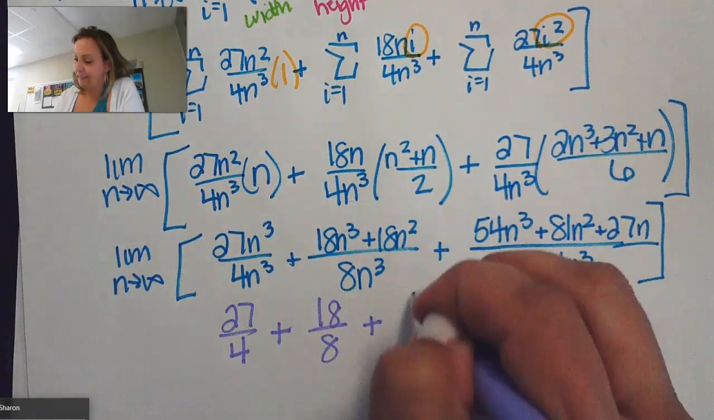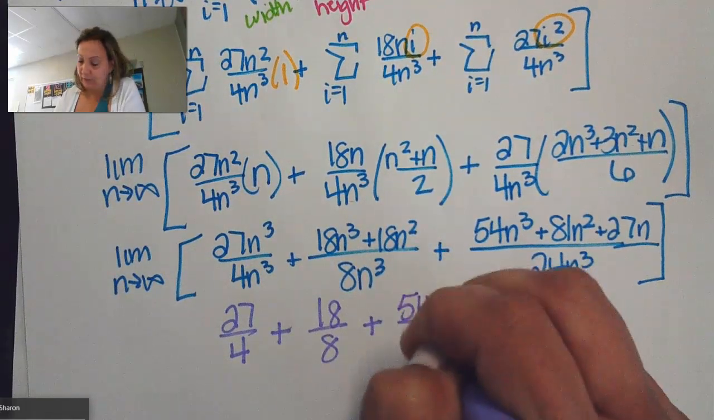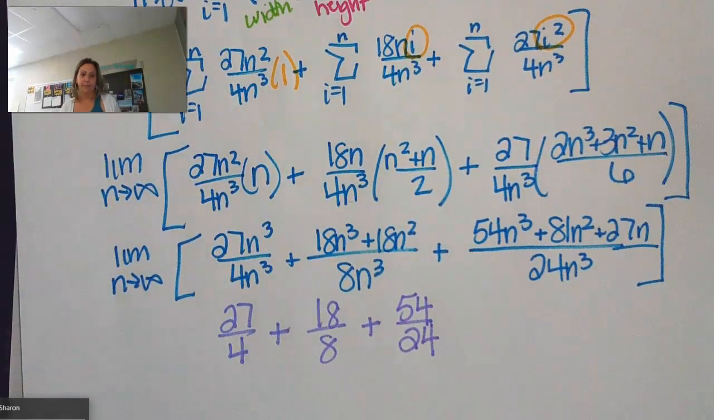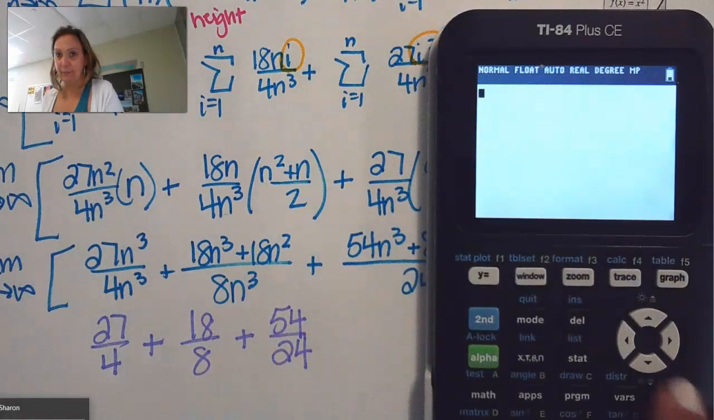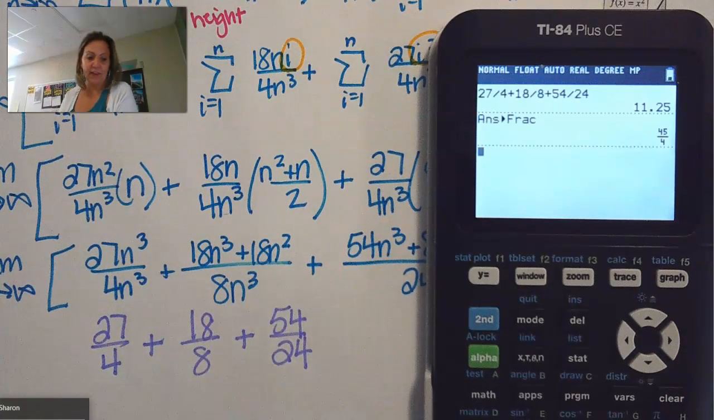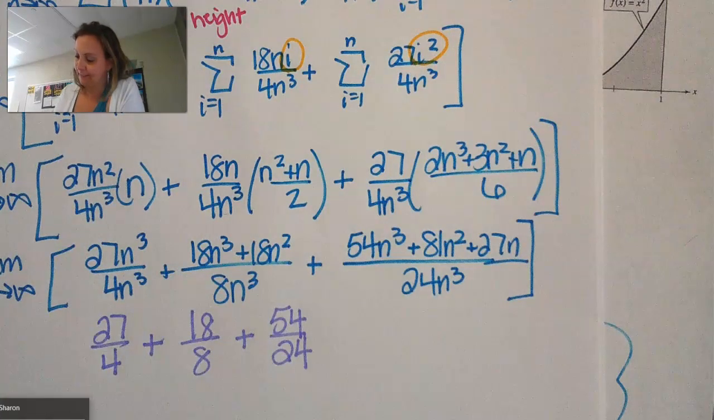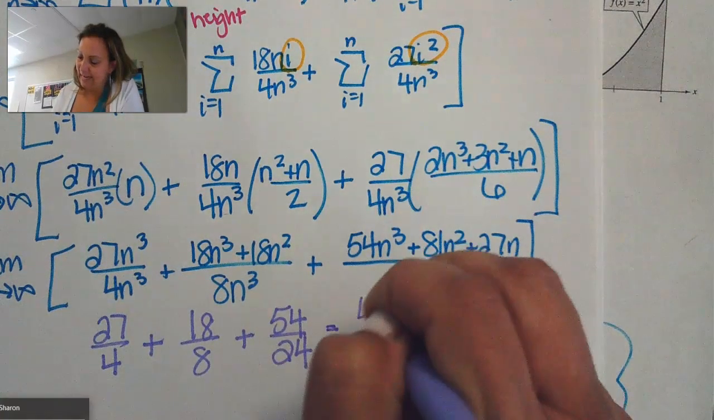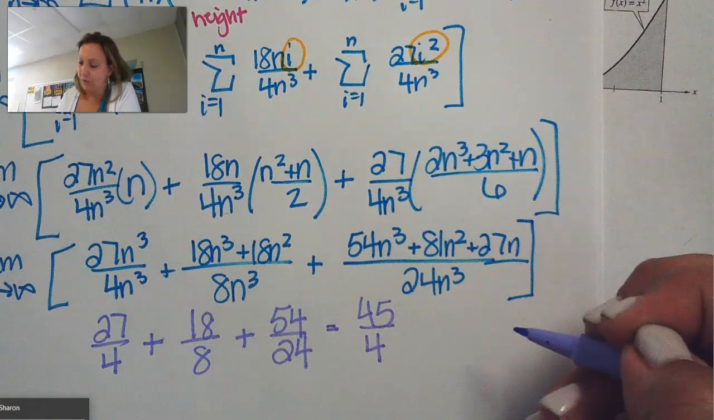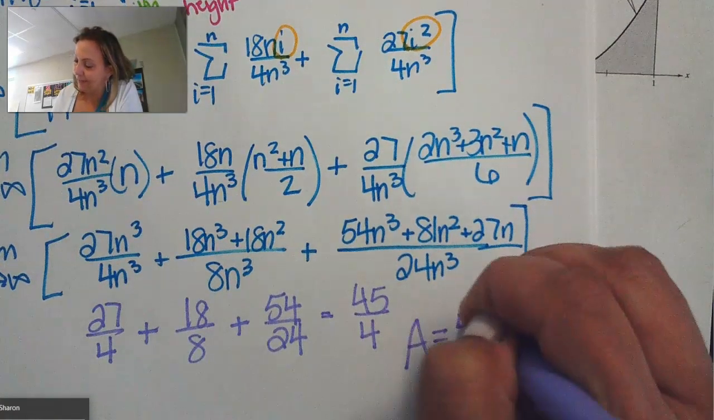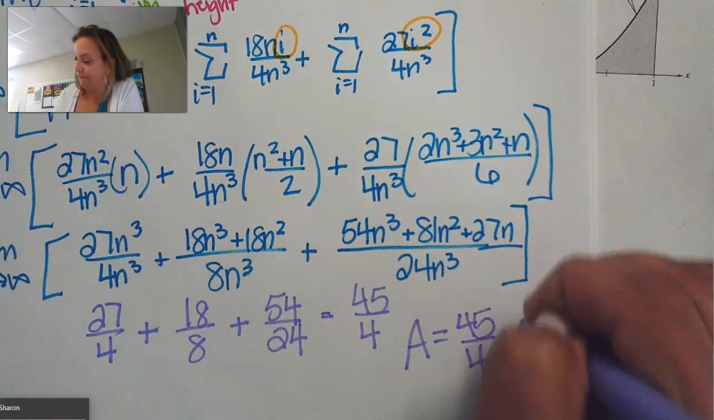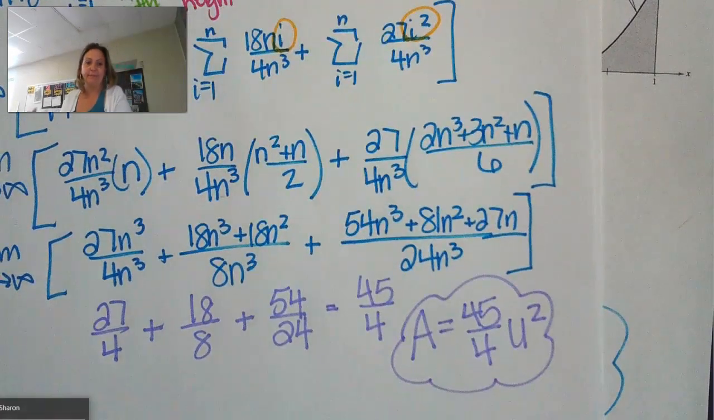Here, take the limit of this piece, the degrees match, so that's just 54/24. And so if we add these together, I should have brought a scientific calculator. It doesn't matter too much. But if I take 27/4 plus 18/8 plus 24/24, that gives me 11.25, which is 45/4. And if it's a terminating decimal, that's fine too. And so that is our area. My area is going to be 45/4 square units.